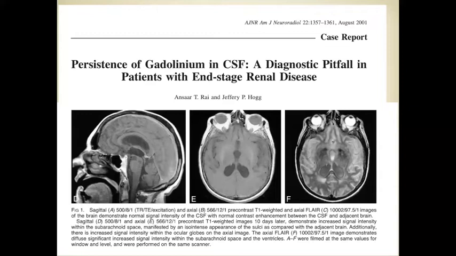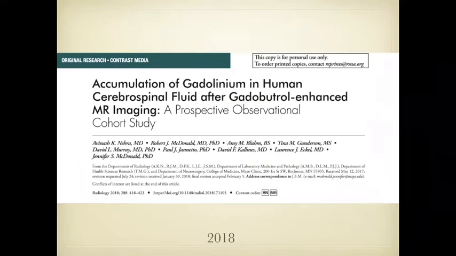So you should be aware of the possibility in patients who have post-gadolinium FLAIR imaging, even if the FLAIR scan was obtained a day after or so the administration of contrast, you can see gadolinium in the subarachnoid space. This can also actually be influenced by the presence of contrast after myelography. So be aware of this when you see bilateral involvement. Here's another paper. This is from 2018, again, talking about accumulation of gadolinium in CSF.